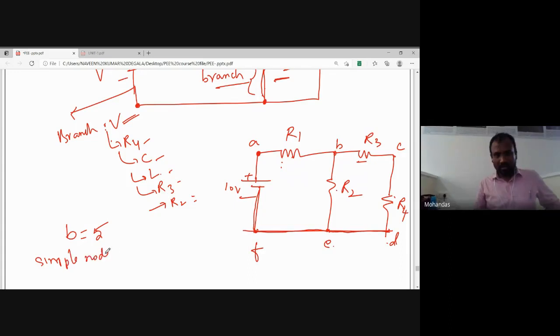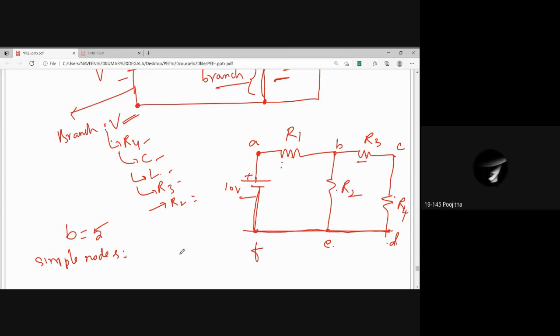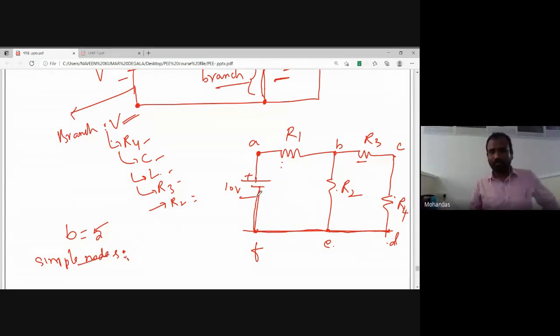Now, can you tell me how many simple nodes? A simple node means how many branches should be connected at a particular point? Two. Two branches. This voltage source is connected at A, and AF is connected at this particular node. This is one simple node. Next, this is also a simple node. So N1 and N2 are the simple nodes.